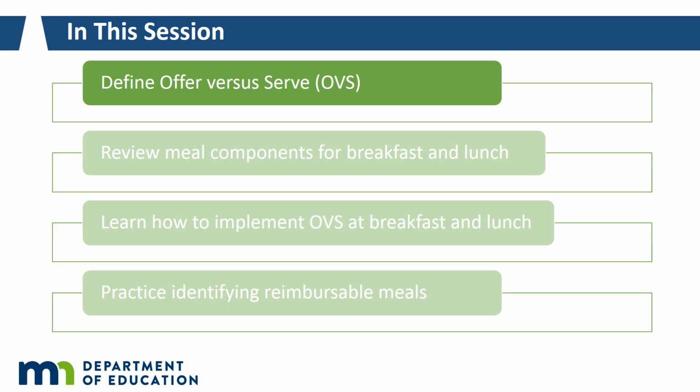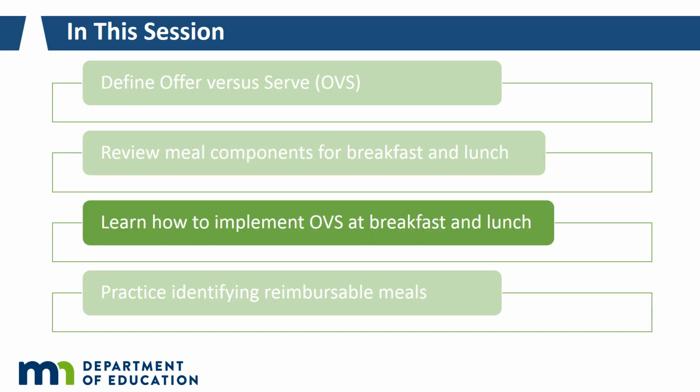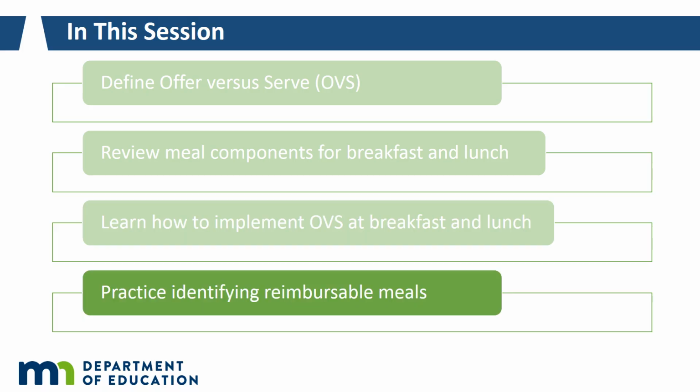In this session, we will begin by defining offer versus serve. Then we will go through a quick review of the meal components and patterns for breakfast and lunch. And once we have that background knowledge, we will learn how to implement offer versus serve at breakfast and lunch. And finally, we will use our knowledge about offer versus serve and practice identifying reimbursable meals.